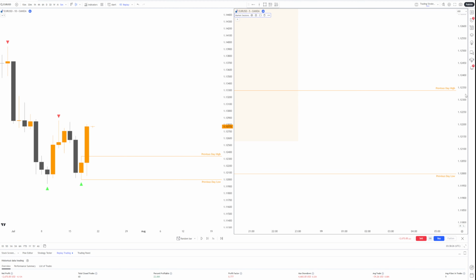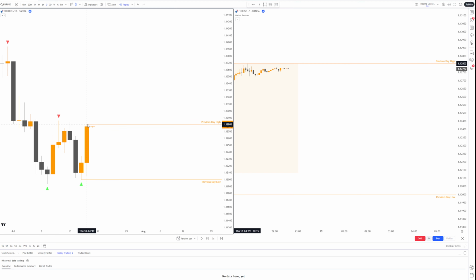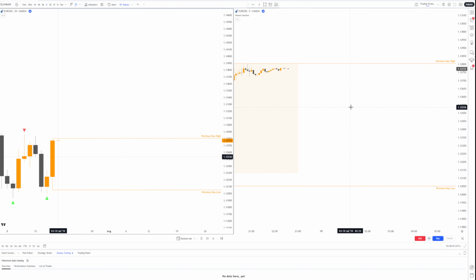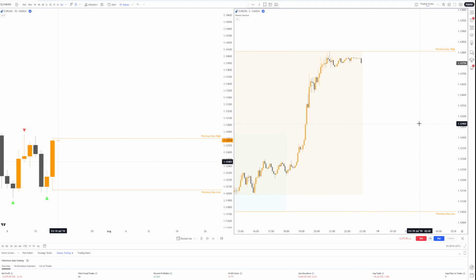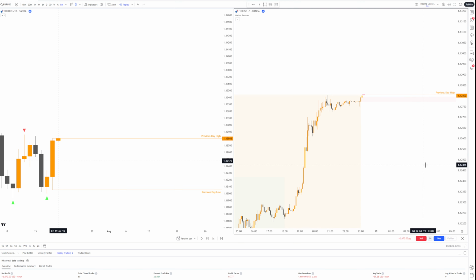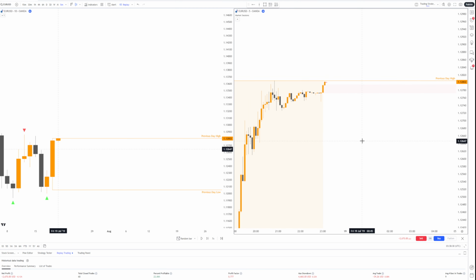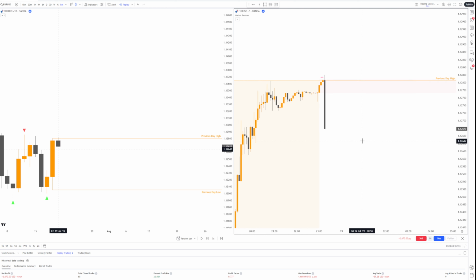Okay, next day has arrived. Do the high and low again. Let's see what happens. Okay, does it take that high? Yes, it does. So it did take that high, closed above, and then we broke back below.